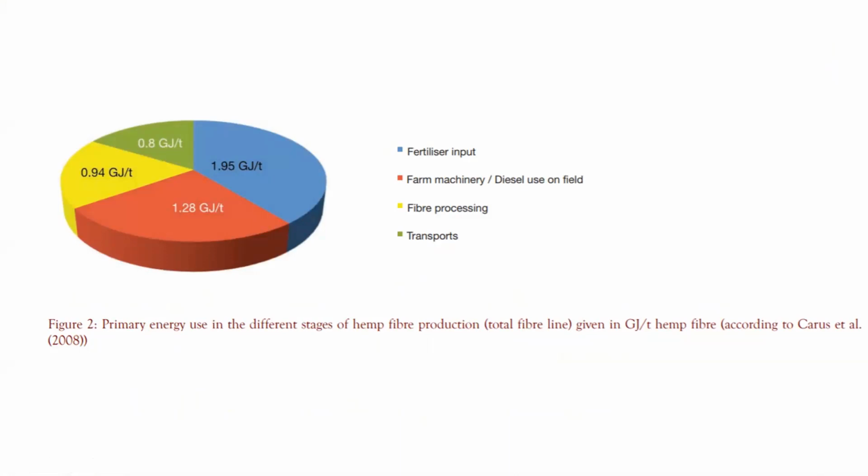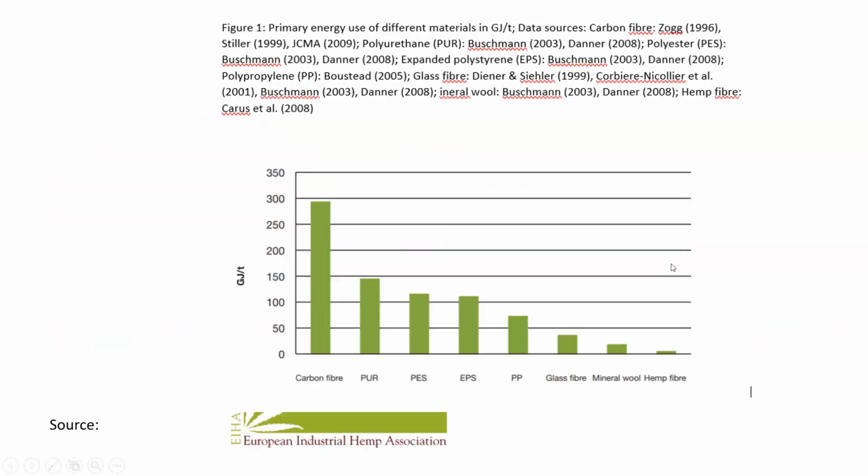The farming production, and in yellow, the processing. This, of course, varies depending on your locality, depending on the type of machinery that's used, the fertility of the soil, and how far you are from a processing plant. And this graph compares hemp fiber to other insulating products. It looks very impressive.